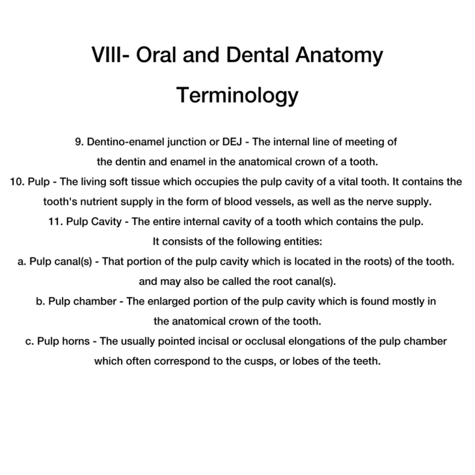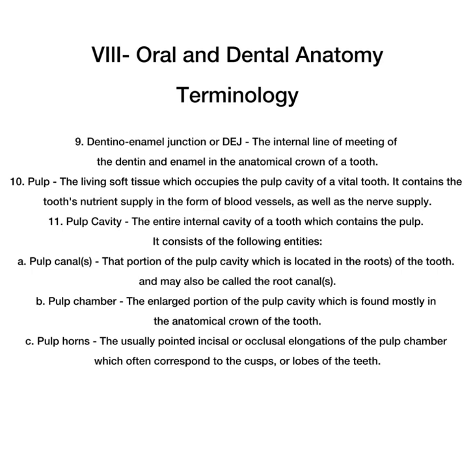Dentino-enamel junction: the internal line of meeting of the dentin and enamel in the anatomical crown of a tooth. Pulp: the living soft tissue which occupies the pulp cavity of the vital tooth. It contains the tooth's nutrient supply in the form of blood vessels as well as the nerve supply.